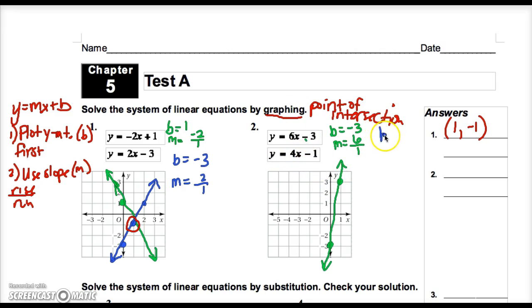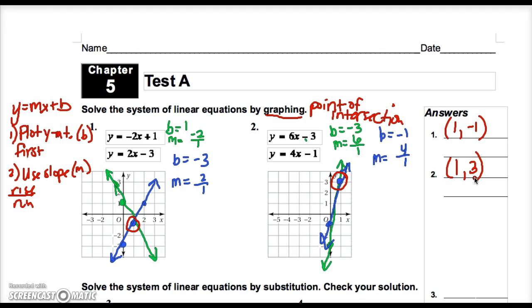And then we graph the second one, y equals 4x minus 1. So in this one, my y-intercept would be the negative 1. My slope is 4, which is 4 over 1. So I'm going to plot my y-intercept first, and then the slope tells me to rise 4 and run 1. And I can tell right there that's my point of intersection. So this point right here is at 1, 3. And that's your solution to that system. Okay, so whenever we're graphing, we just graph both lines and we're looking for where they intersect.